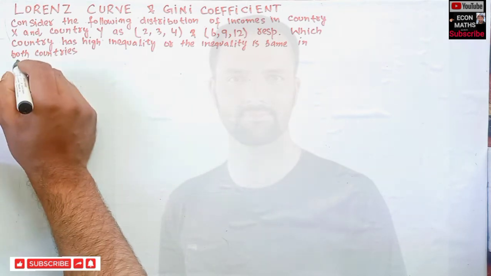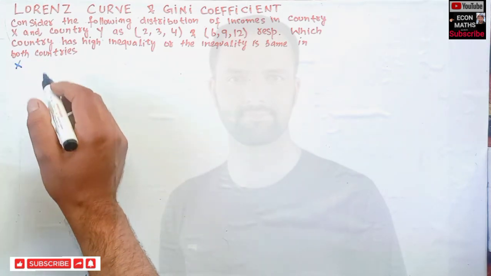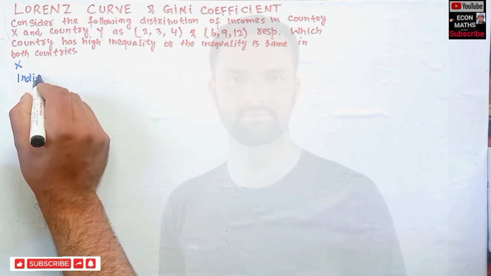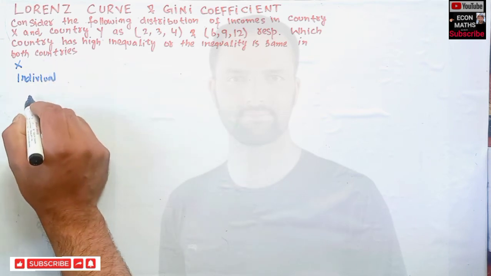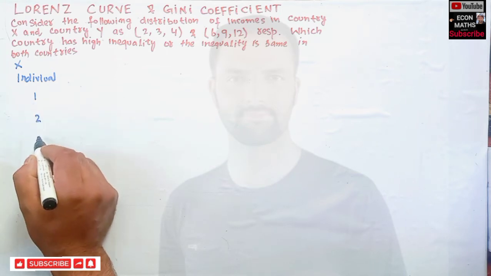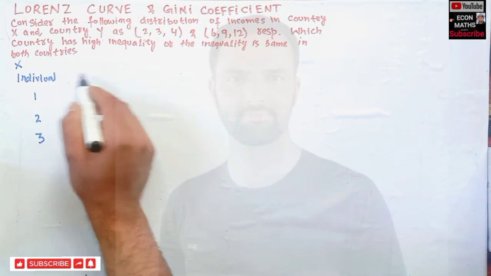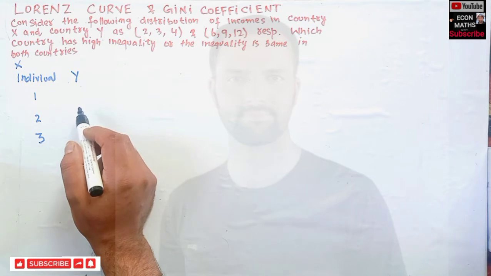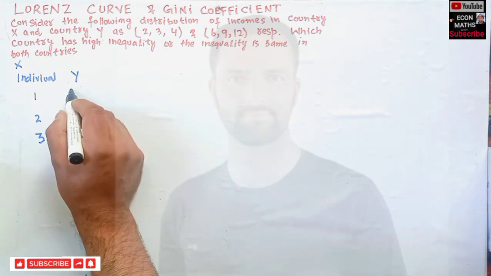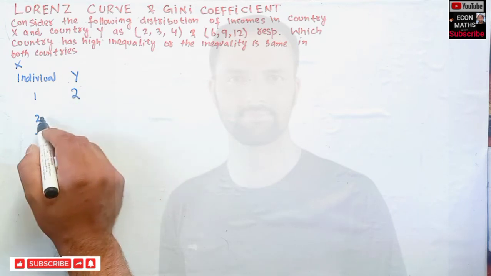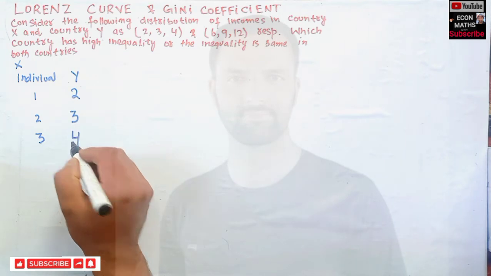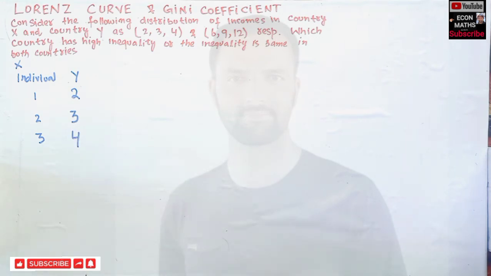Let us say we take country X. For country X, what are we being given? We are being given the individuals. So I will write, for country X we have three individuals, let's say 1, 2 and 3. Corresponding to this, their income, let us write Y as income, is given as 2, 3 and 4. The first individual has 2 income, the second individual has 3 income, and the third individual has 4 income.